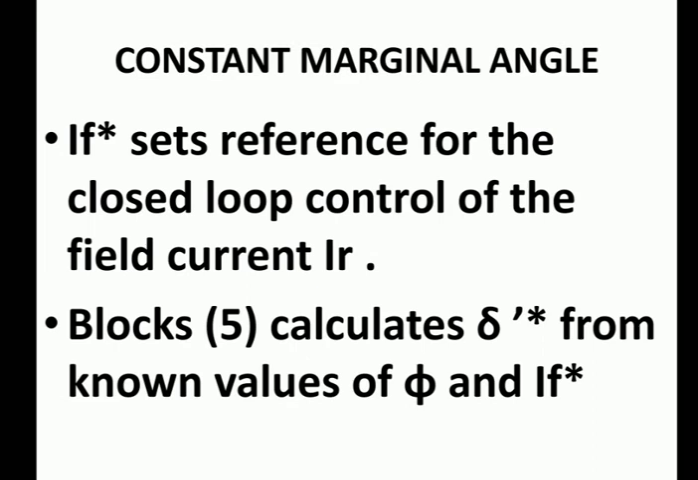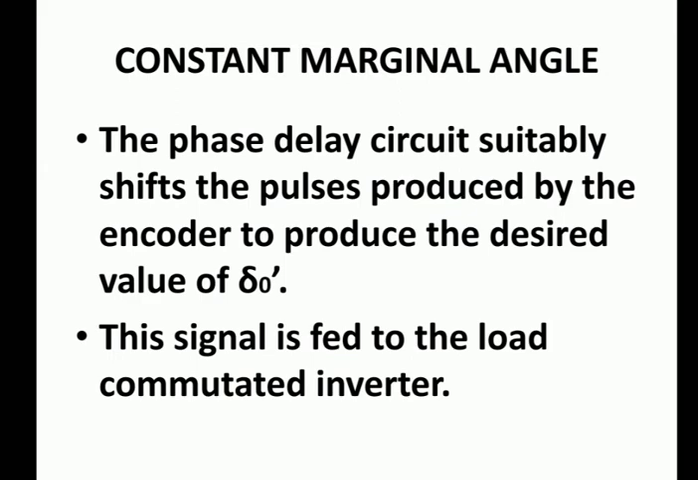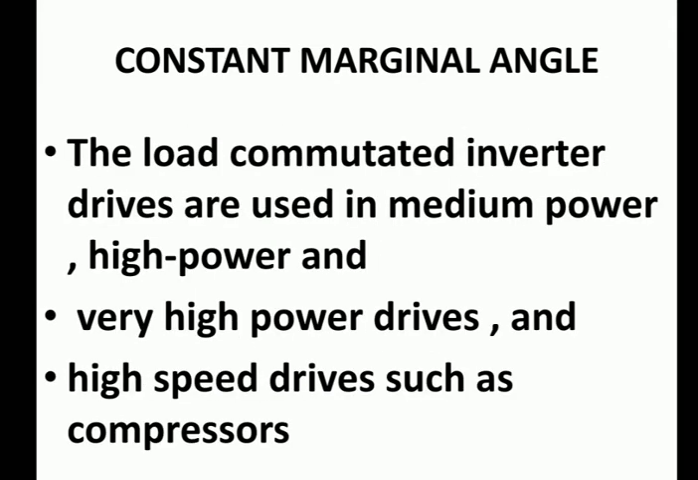IF asterisk, that is field current asterisk, sets the reference for the closed loop control of the field current IF. Block 5 calculates delta dash asterisk from the known values of psi and IF asterisk. The phase delay circuit suitably shifts the pulses produced by the encoder to produce the desired value of delta naught dash. This signal is fed to the load commutated inverter.